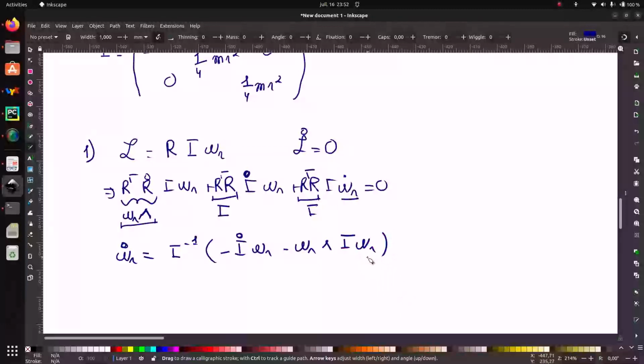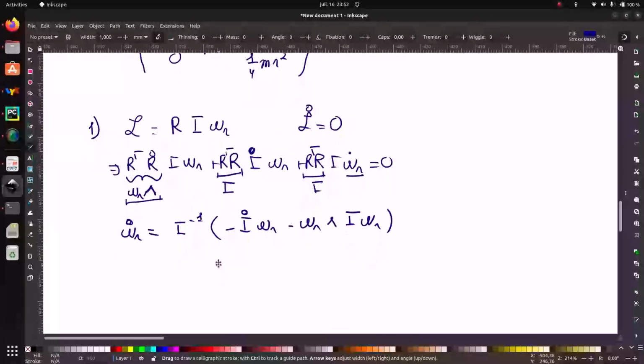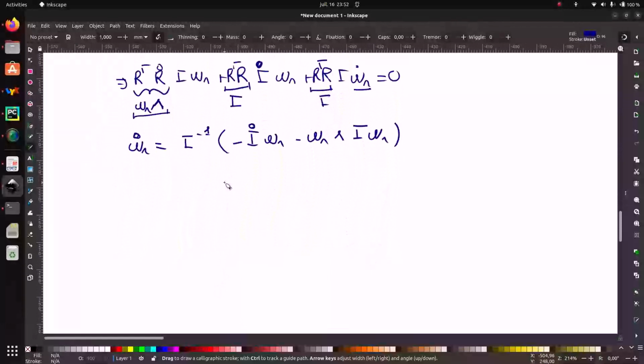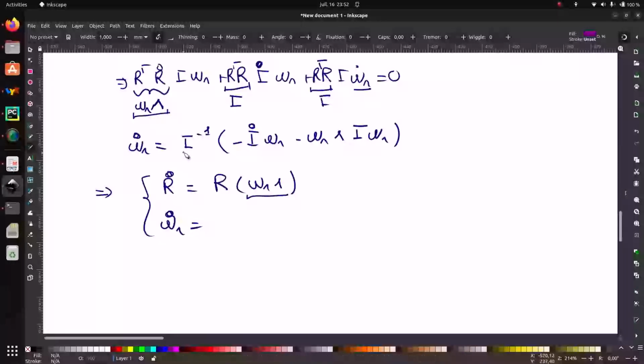Okay. So as a consequence, if I want to simulate this disk, I will consider as state equation the following. The derivative of R, R dot, is equal to this. So this is a matrix. And omega r dot is equal, and here I take the same as here.